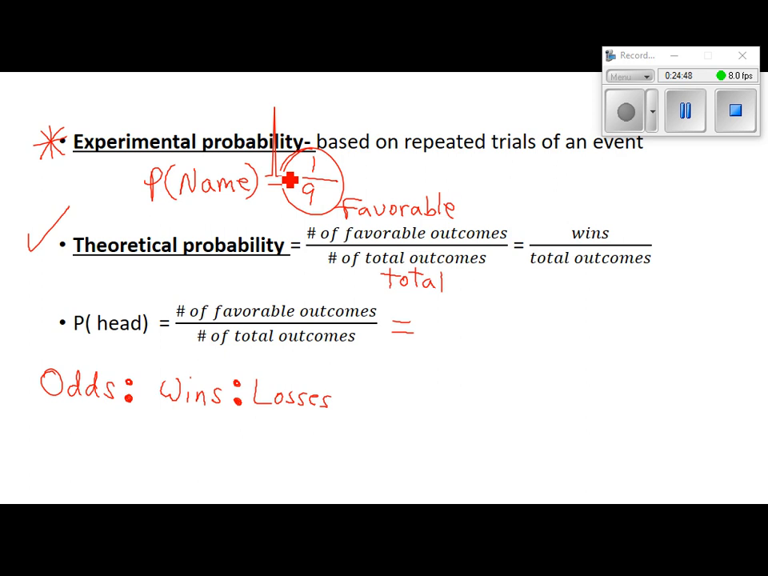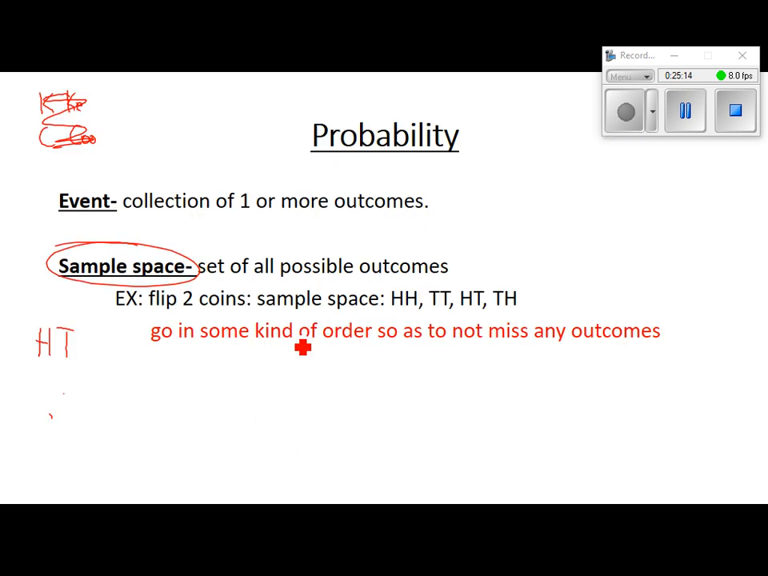Odds. The odds of you winning, how many different ways are you going to win? Me picking your name out of a hat. 1. Now here's where you got to be careful. How many ways are you gonna lose? So the odds are 1 to 8 that you win. The probability is 1 out of 9 that you win. Sort of mean the same thing, just two different ways of writing.